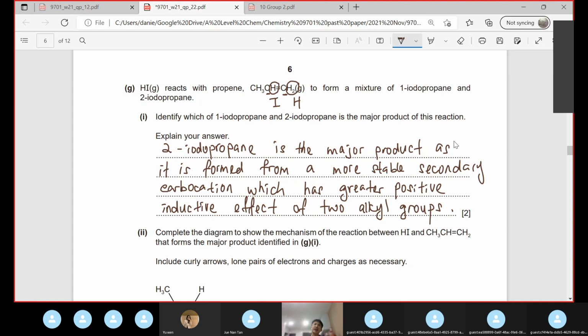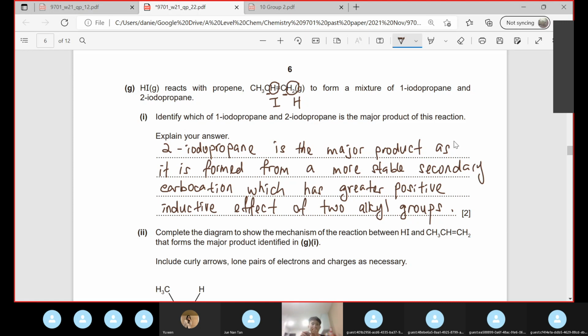Positive inductive effect is about the alkyl group. Alkyl groups are rich in electrons, so they can so-called donate. The idea is they donate, but they don't really donate. They let the electrons be closer to the positive carbon of the carbocation. Then this positive charge can be stabilized.